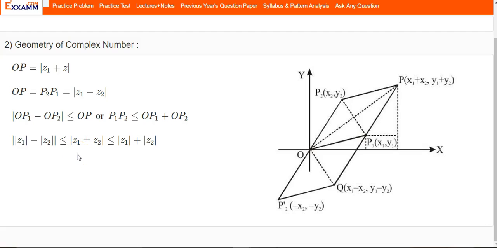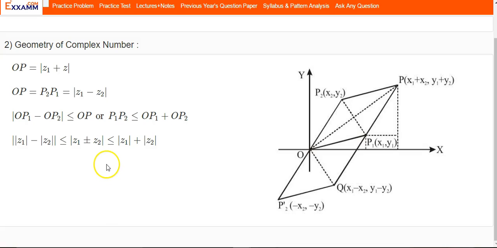Now in exam you will get two types of question, one which would say find the maximum value of modulus of Z1 plus minus Z2, or the other would say find the minimum value. So for the maximum value of this expression, we will have to use the right hand side of the inequality. So if modulus of Z1 plus minus Z2 is always less than or equal to 3, then the maximum value it can attain is 3. Similarly, if it is greater than or equal to 2, then the minimum value it can attain is 2.